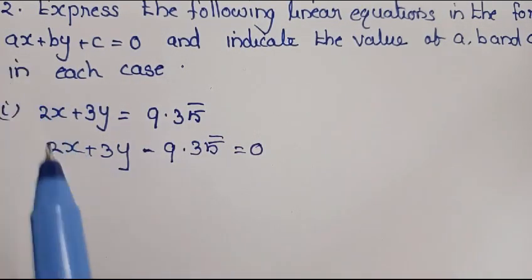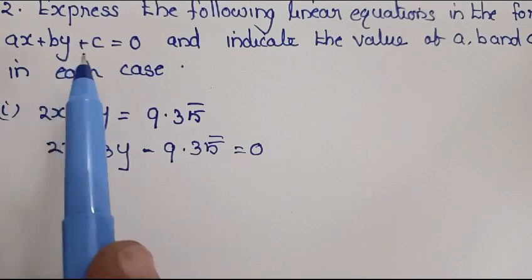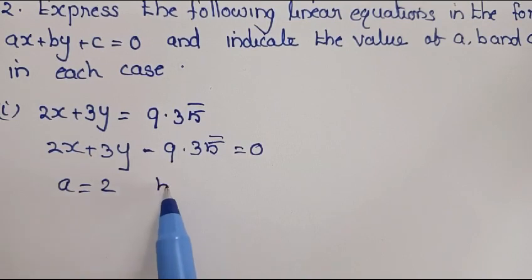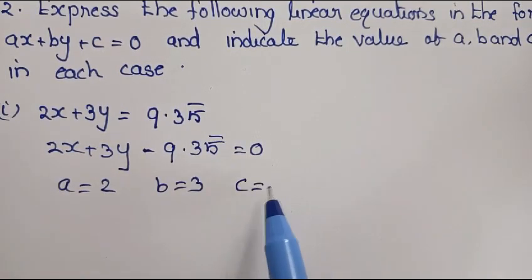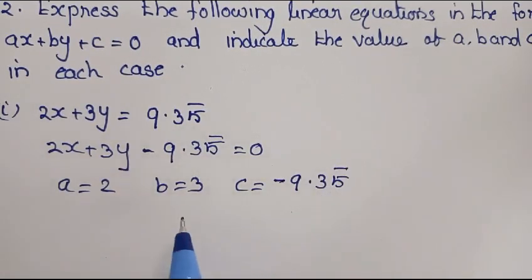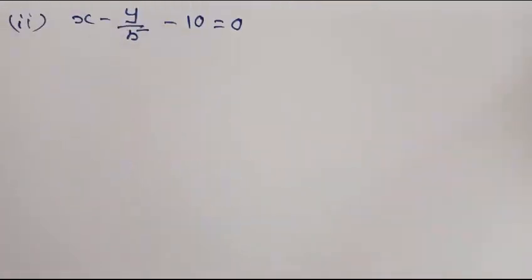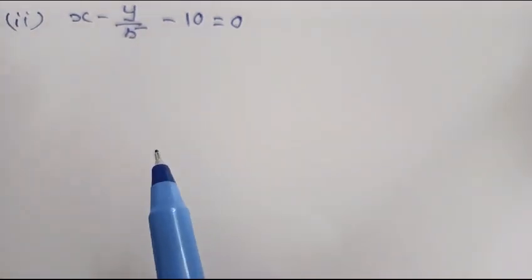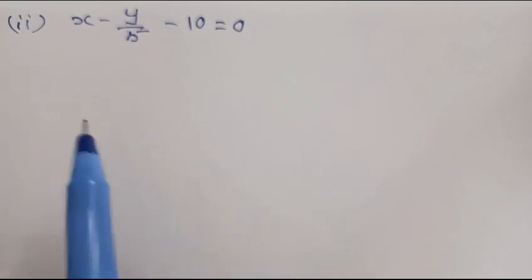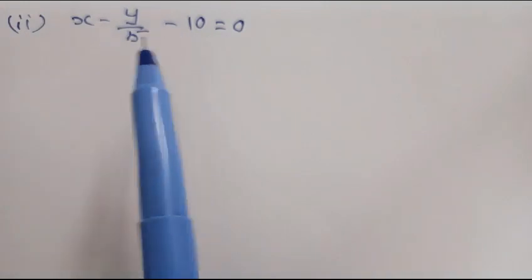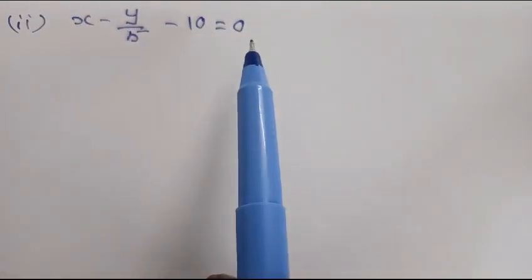Now comparing with ax plus by plus c equal to 0, we get a equal to 2, b equal to 3 and c equal to minus 9.35 bar. If a minus sign is there, then you have to write minus. Next one, x minus y by 5 minus 10 equal to 0. It is already in the standard form, ax plus by plus c equal to 0.